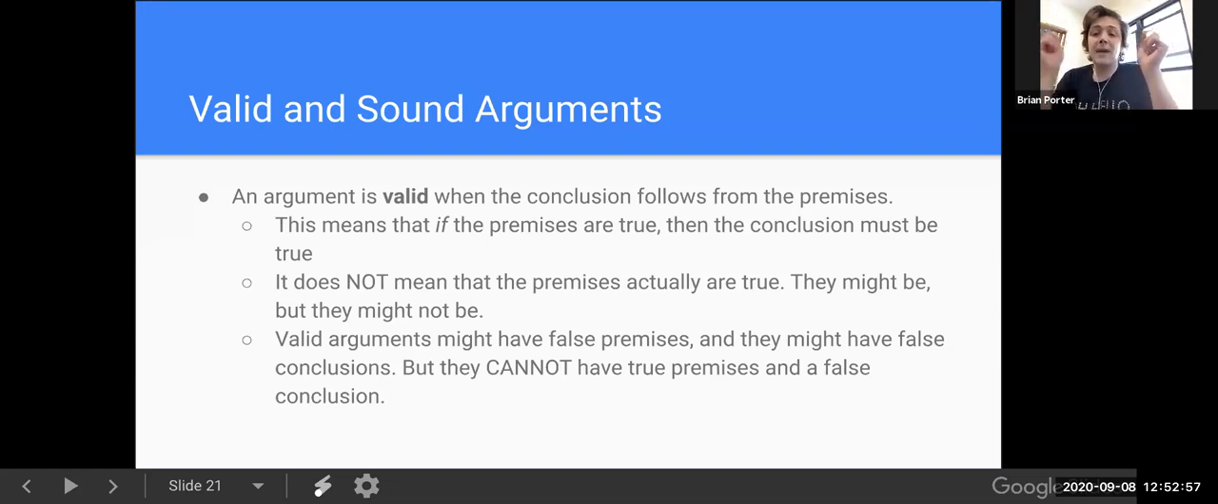So valid arguments might have false premises and might have false conclusions, but they cannot have true premises and a false conclusion. So if you have a valid argument and all of the premises are true, then the conclusion cannot be false. The conclusion must be true if you have a valid argument and the premises are true.